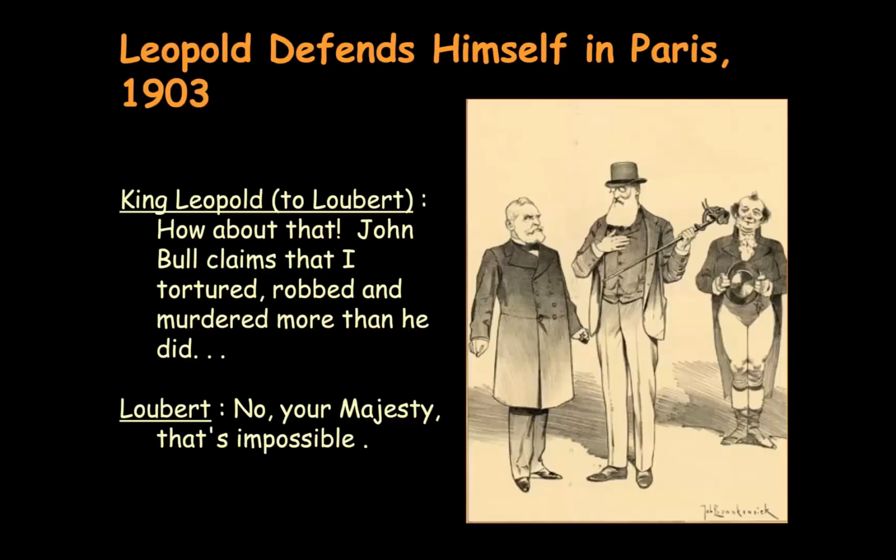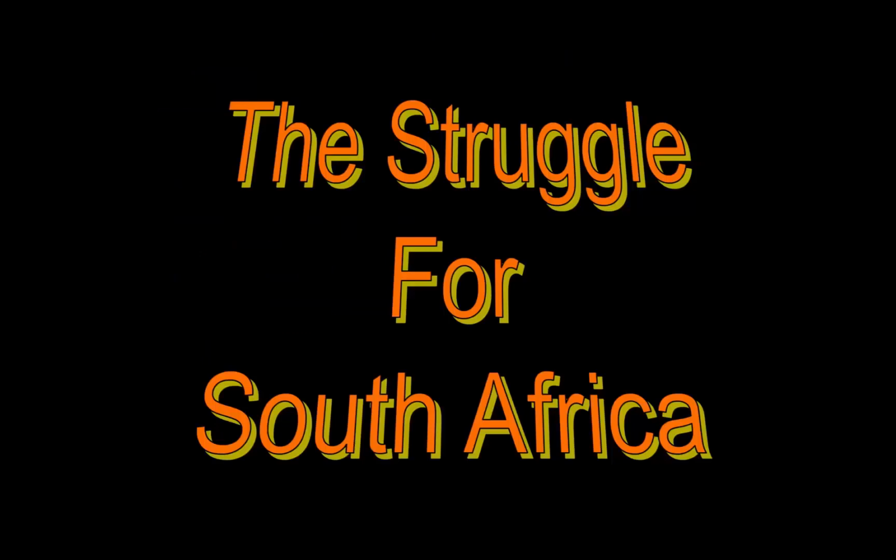There's this one moment where King Leopold is asked to defend himself in 1903 because of how awful his soldiers are being to the people of the Congo. King Leopold, how about that? "John Bull, the English, claimed that I tortured, robbed, and murdered more than he did." Lubert is going to reply, "No, your majesty, that is impossible." And so this is almost like a joke where you have different European leaders talking whimsically about who was successfully able to kill more people and torture more people in their colonies.